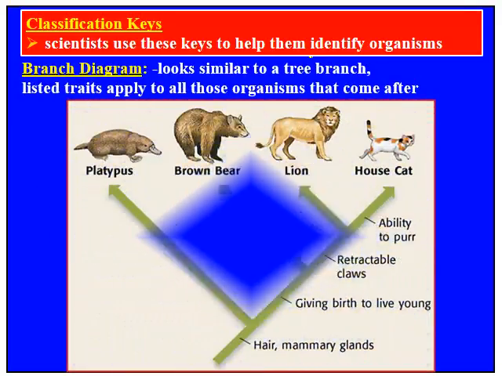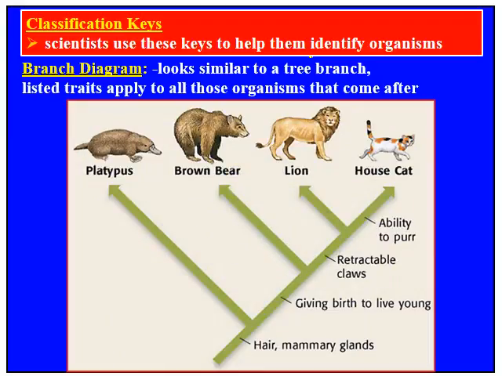And last but not least, we have the branch diagram. And this one is probably the most difficult one. It looks similar to a tree branch, but it lists traits applied to all those organisms that come after. So if you look here, hair and mammary glands, well, we have the platypus that comes after that. So platypus has hair and mammary glands.